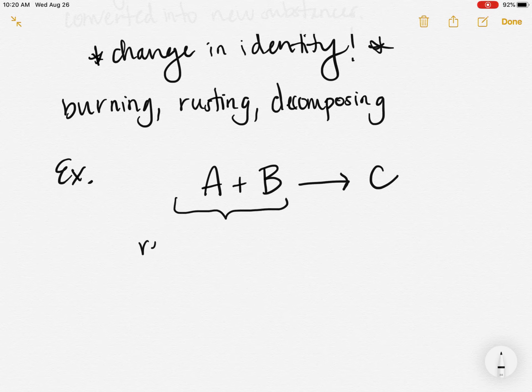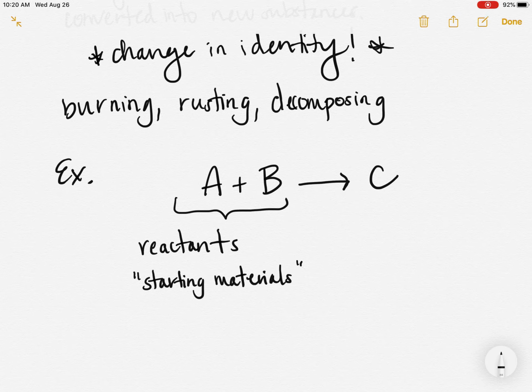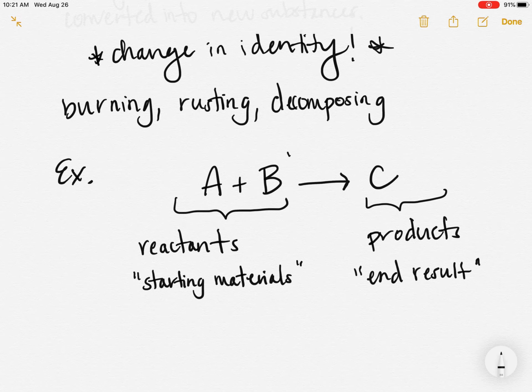The starting materials are called the reactants. That's what you begin with. They're always on the left side of the arrow. The thing you end with, and sometimes there's two, sometimes there's one, are called the products. That's your end result. And the arrow means yields, which really means to make or create. So this is what chemical reactions look like when we get this far.